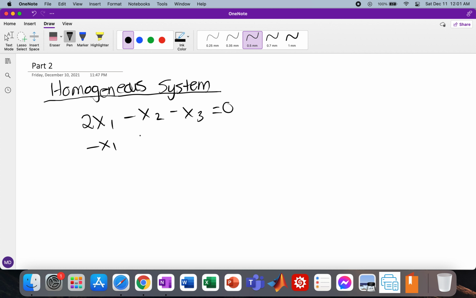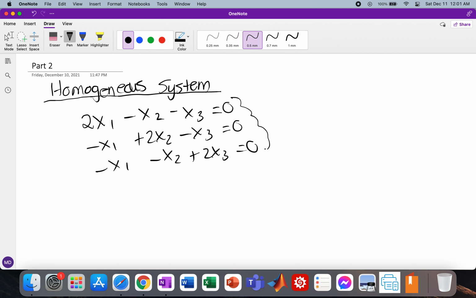Negative x1 plus 2x2 minus x3 is equal to 0. Minus x1 minus x2 plus 2x3 is equal to 0. This would be a homogeneous system because, as you see on the right side, everything is all zeros on the right hand side.